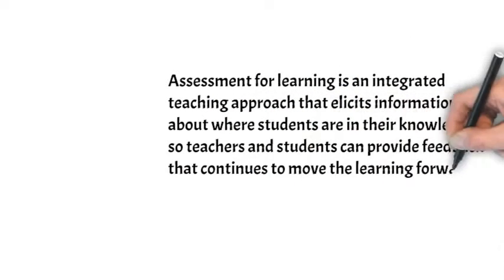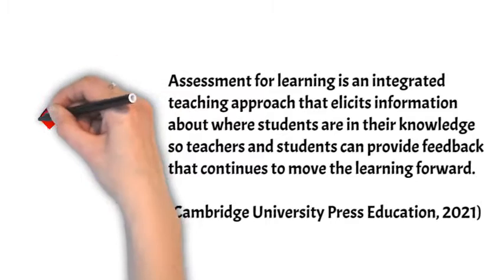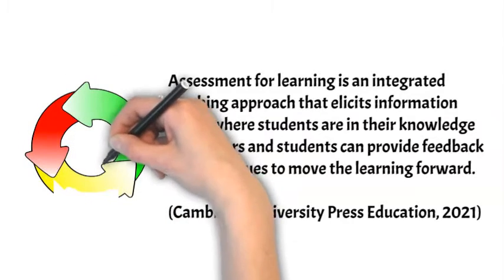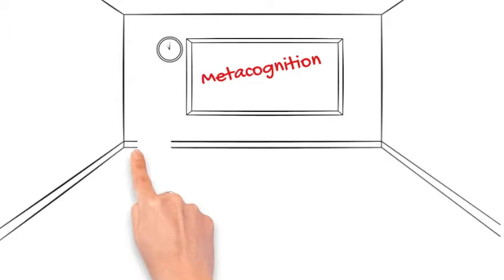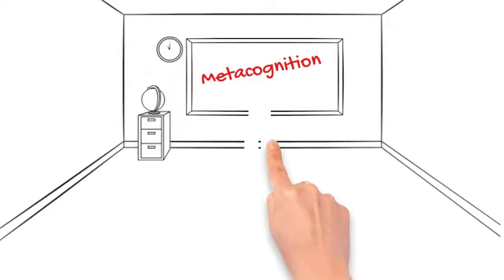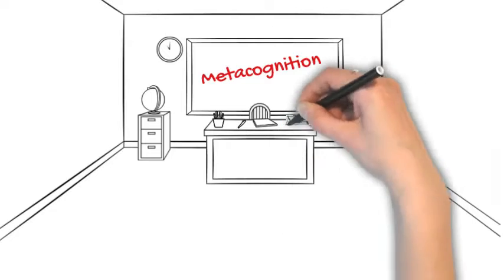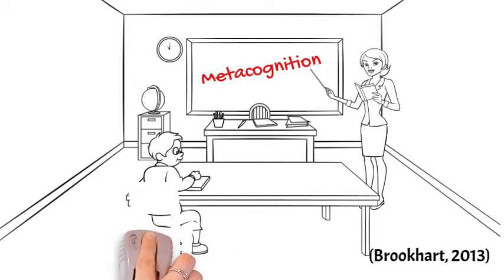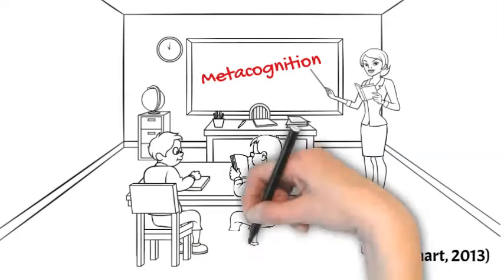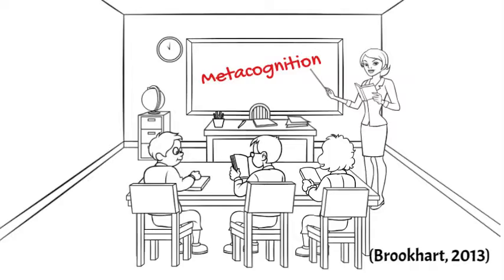So assessment for learning is an integrated teaching approach that elicits information about where the learners are in their learning so that teachers and students can provide feedback that continues to move learning forward. Most impactful assessment practices are those that engage students in metacognition. Self-assessment and reflection promotes a metacognitive approach in students. Self-assessment is necessary for a student's independent, successful learning. Helping students achieve success with self-assessment requires that educators focus on moving from assessment done to the students and for the students to assessment done with and by the students.